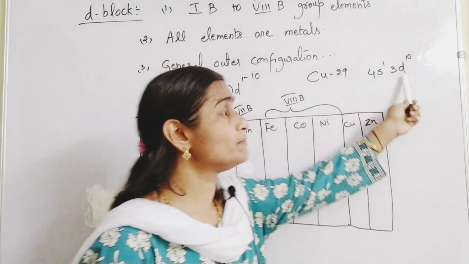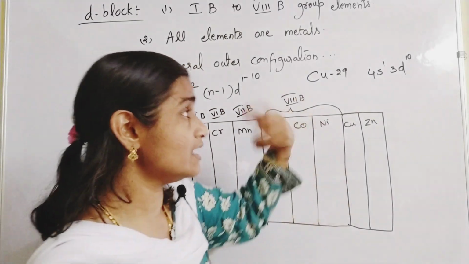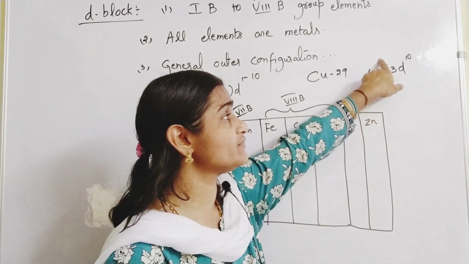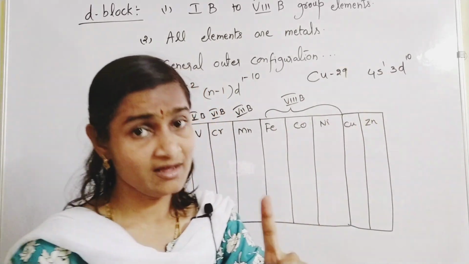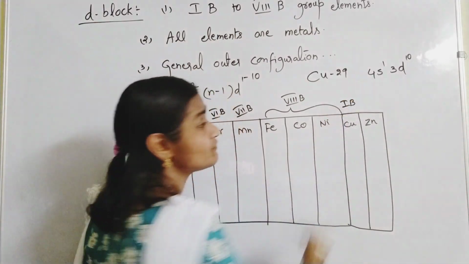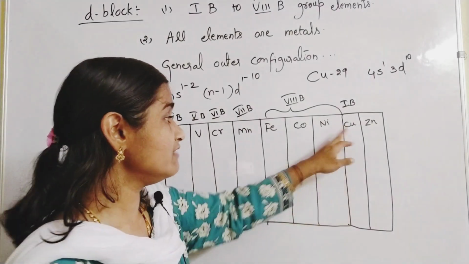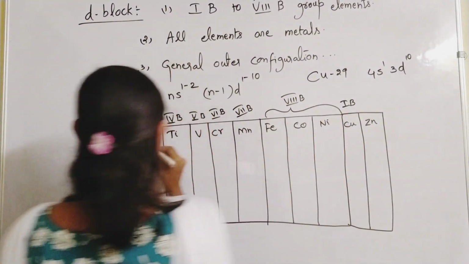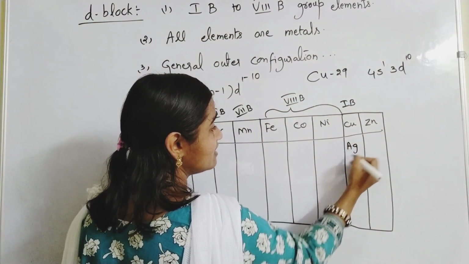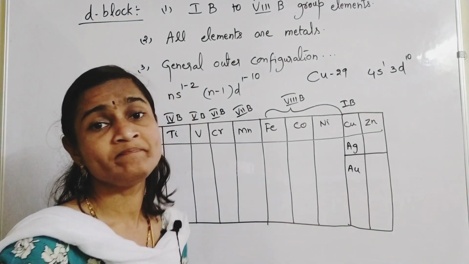So here d is completely filled, so I am not counting those d electrons at all. Now only s electrons you need to count. How many s electrons are there in the last orbit? Only 1. So it belongs to the 1B group. Please remember this point, a very, very important point. You can take the elements down also: copper, down of that silver, and down of that gold.